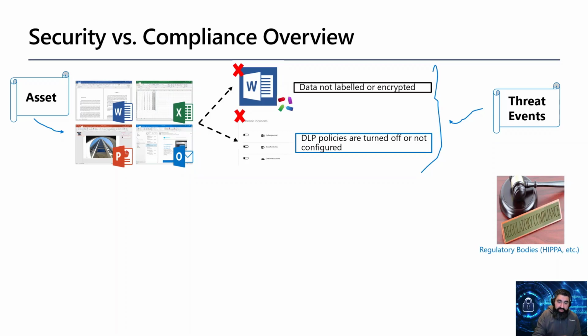And obviously, the Vehicle Registration Authority is the regulatory body, which could be something like HIPAA, PCI DSS, NIST, etc., which dictates the standards that the organization must meet to comply with the framework.